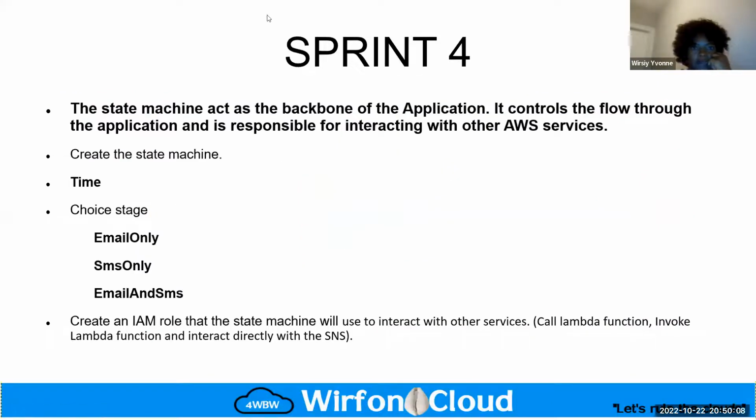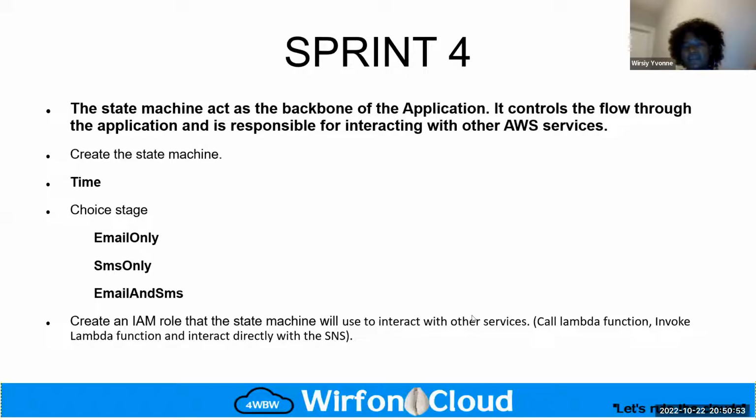And this is what we did in Sprint 4. At this stage, this was the core of our application. This was the backbone of our application because we needed to create a state machine. The state machine at this stage controlled our application. It controlled the flow of the application, and it is responsible for interacting with other AWS services. In order for the state machine to interact with other AWS services, we also created an IAM role.